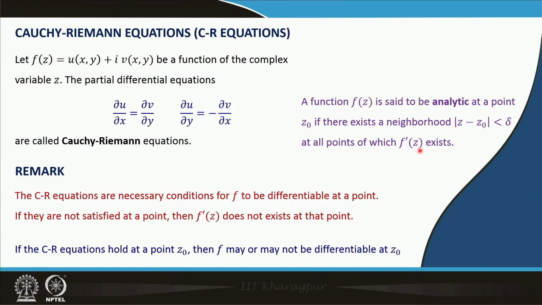So, the function may be differentiable at a particular point, but it may not be analytic, because for analyticity the function has to be differentiable also in the neighborhood of that point z_0, where we are talking about the differentiability. So, with this consideration we can move further now.